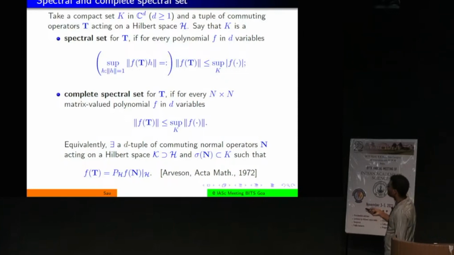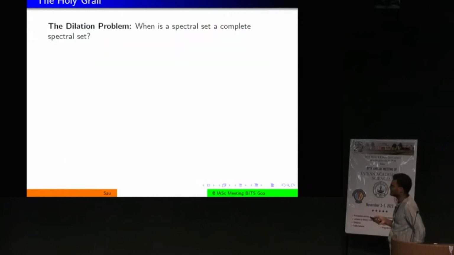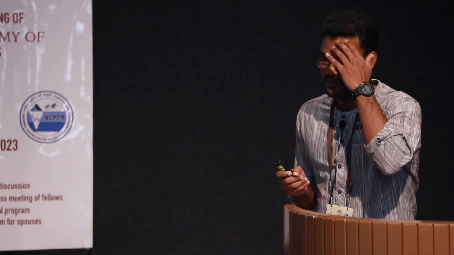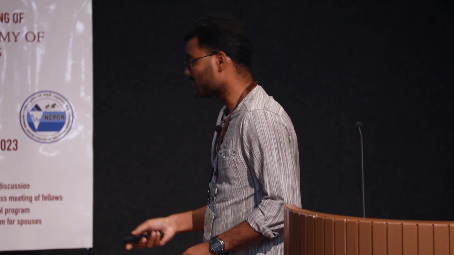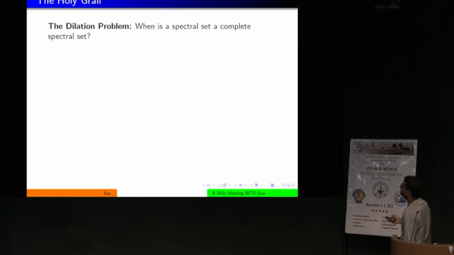So of course a complete spectral set is a spectral set. The question is the converse. When is the converse true? When is a spectral set a complete spectral set? That is indeed the holy grail in spectral set theory, which is called the dilation problem. The dilation problem asks you when a spectral set is a complete spectral set. So you have a compact set K, a compact subset of the complex plane, and T is an operator for which K is a spectral set. Is it necessary that K is a complete spectral set? So when is a spectral set a complete spectral set? This is referred to as the dilation problem.